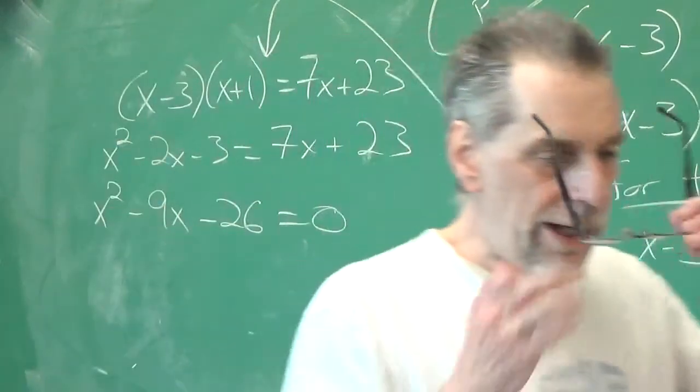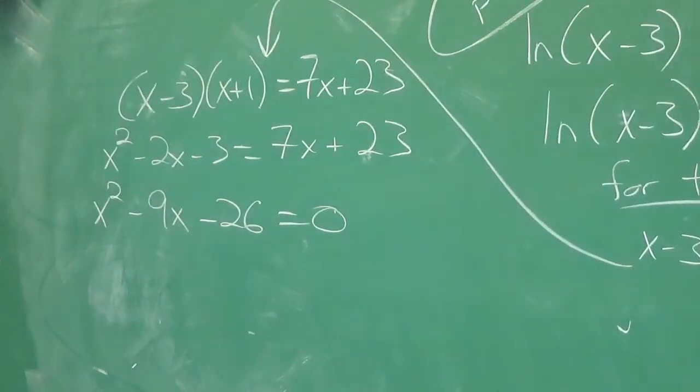If I did everything right, let me just make sure I copied everything right here. x minus 3, 7x minus 23, and x plus 1. 7x minus 23 over x plus 1. That looks good, right?